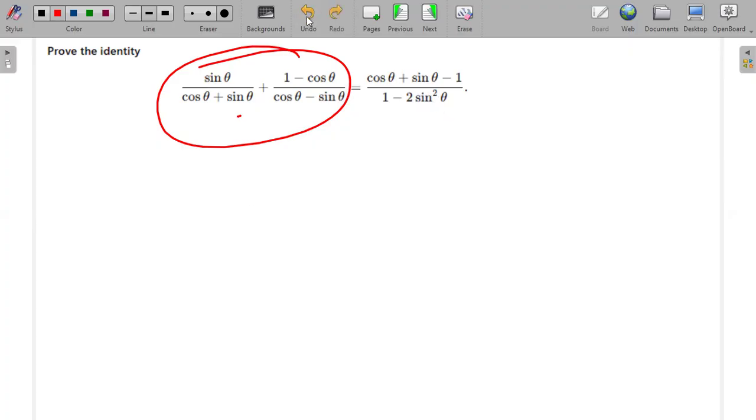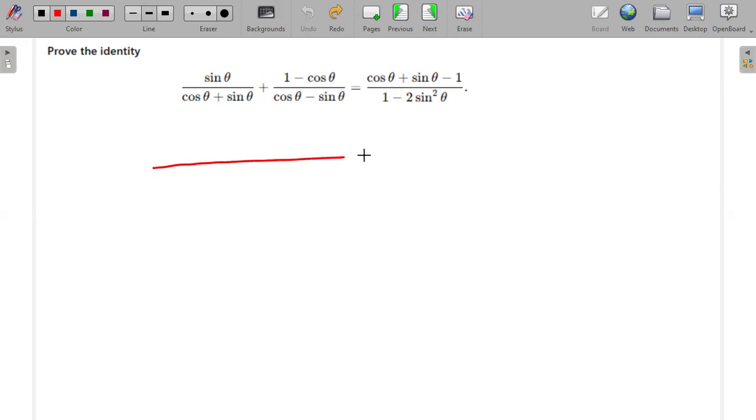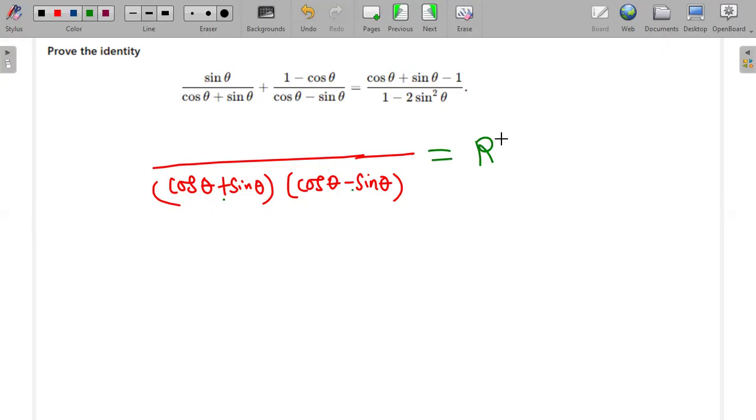Okay, so let's try. So what we are going to do there, we're just going to say, okay, common denominator there is what? So it will be this multiplied by this. Okay, so it will be cos theta plus sine theta in brackets, and then cos theta minus sine theta. Okay, so you can see that this is just a difference of two squares here, because they are the same. The only difference is the sign that they have in between. Okay, so this should be equals to the right-hand side.